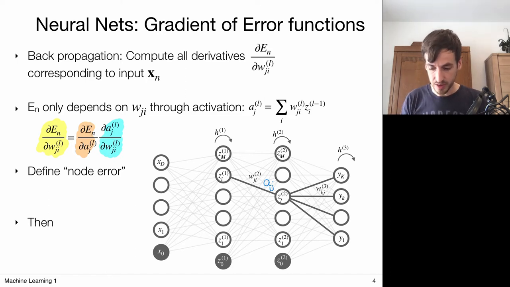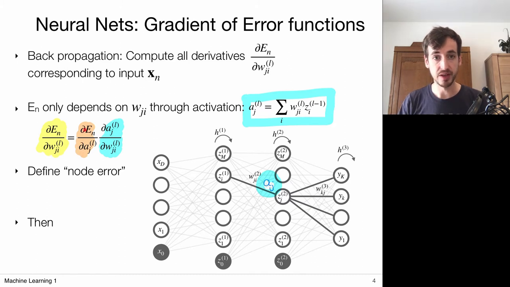Now the computation of daj/dwji, that's simple enough, right? Because we have this simple relation over here. It's just a linear combination of my previous activations. Then the tricky part lies in the computation of this derivative of my error with respect to the jth activation. Because this jth activation, this one, is used by all other nodes downstream connected to it, right?